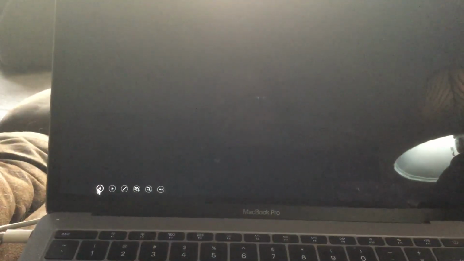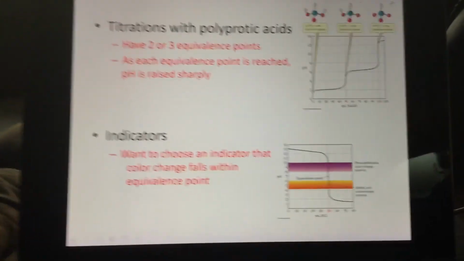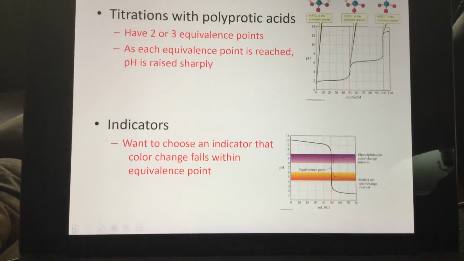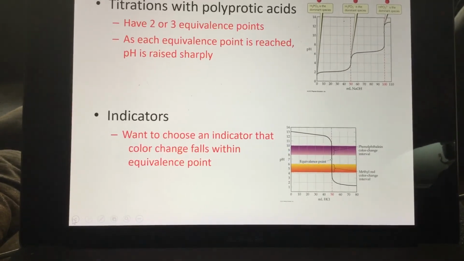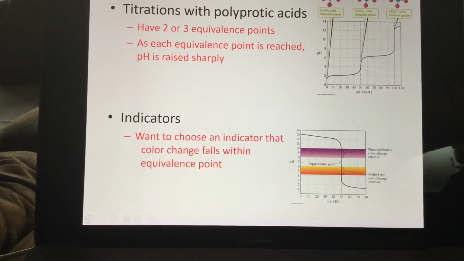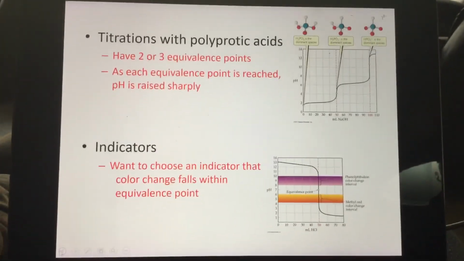Oops, sorry. And so, again, don't worry about polyprotic acids. The big thing is the weak acid, strong base. That's the main thing to focus on.